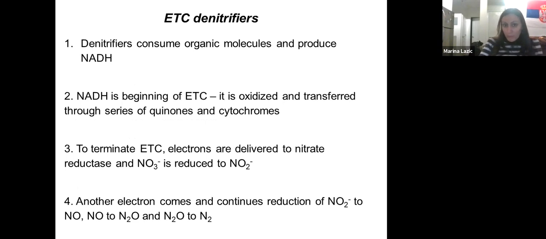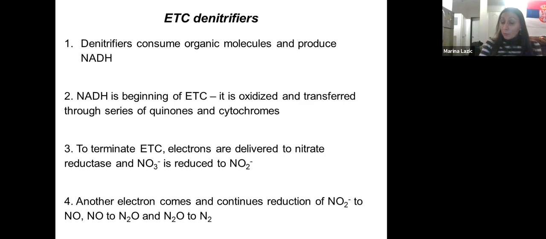So the electron donor can be any organic compound like glucose. NADH is the beginning of the electron transport chain. It gets oxidized and electrons are transferred to a series of quinones and cytochromes. To terminate the electron transport chain, electrons are delivered to nitrate reductase. So there is no terminal oxidase. And NO3 minus, which is the electron acceptor, is reduced to NO2 minus.